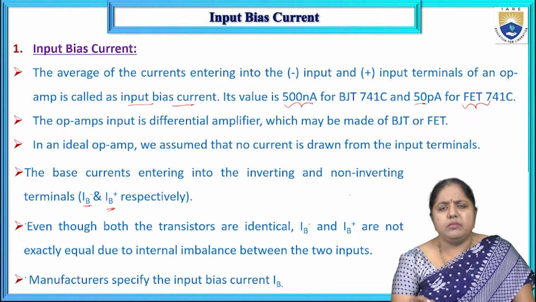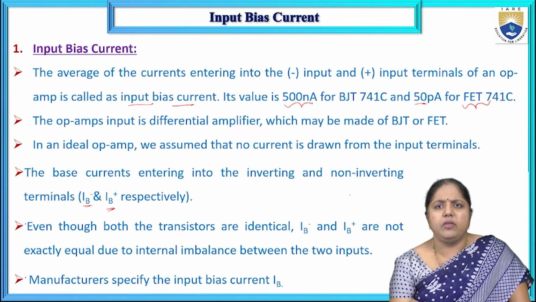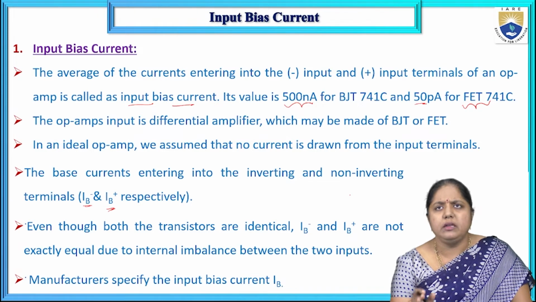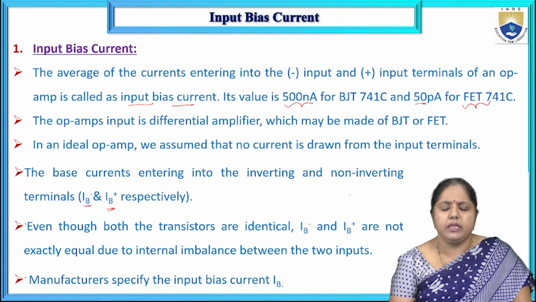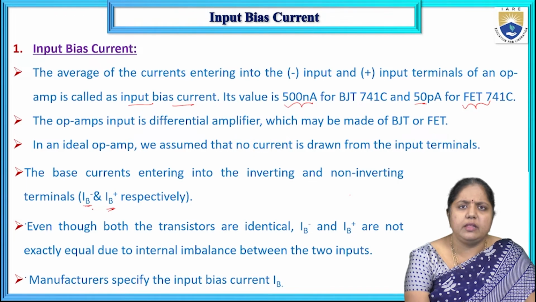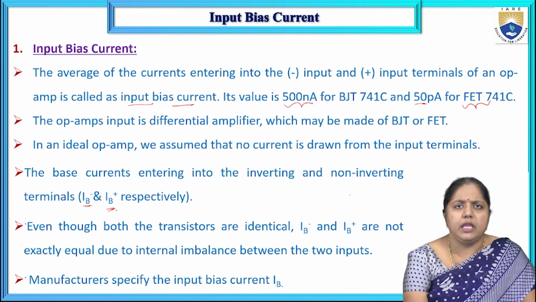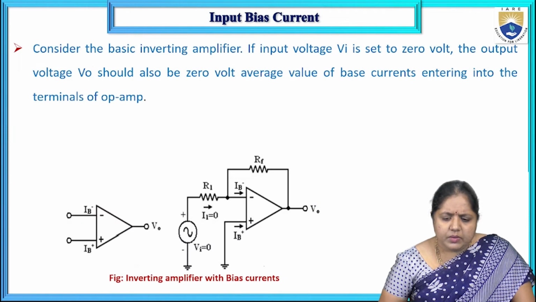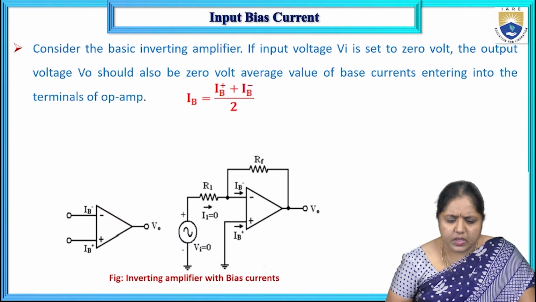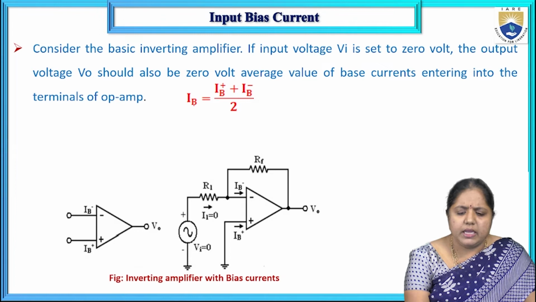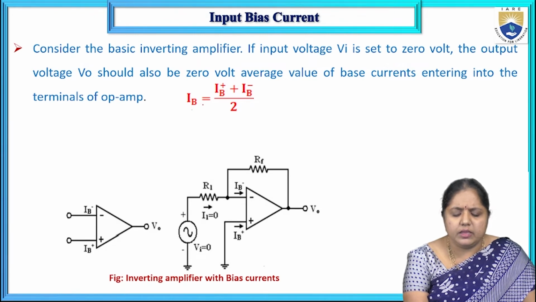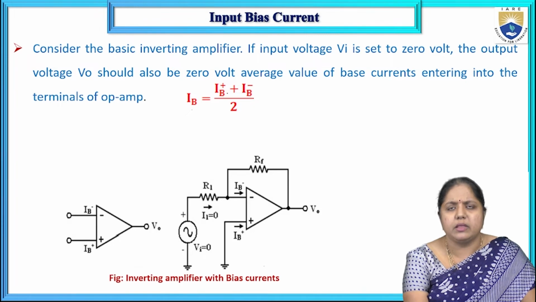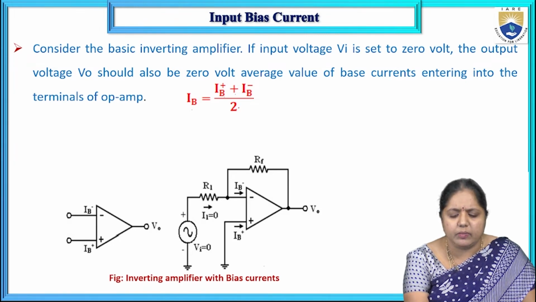In the input bias current, I am assuming that both currents IB minus and IB plus are equal. So the input bias current IB equals the average of the input base currents, IB plus plus IB minus, divided by 2.